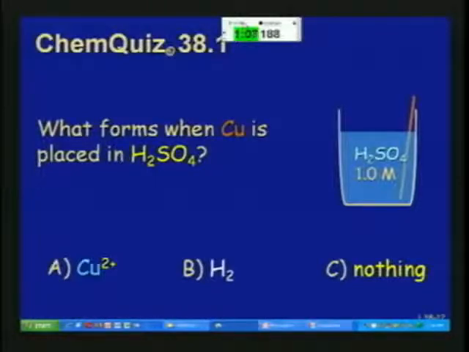What state does the copper want to be in? Would it like to be metal, or would it like to be copper ions?